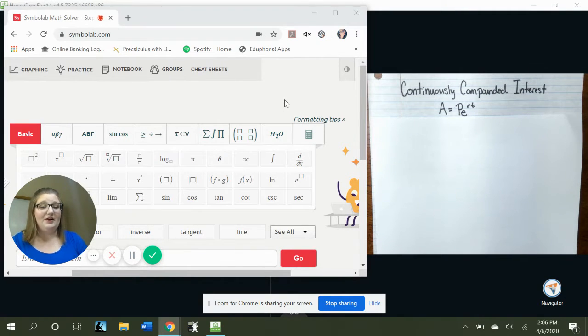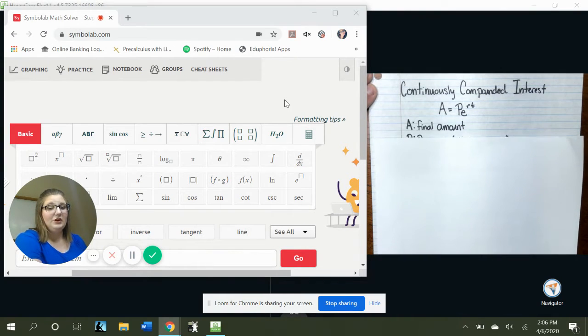And that interest rate can be applied nonstop. So it's always happening. Every minute, every second, every nanosecond, that interest rate is being applied. So that means it's being compounded continuously. And when we solve problems with these, you're going to see the word continuously in the problem. And that lets you know that you're going to use this formula that you see right here. So we use this formula whenever we see the word continuously in the problem.